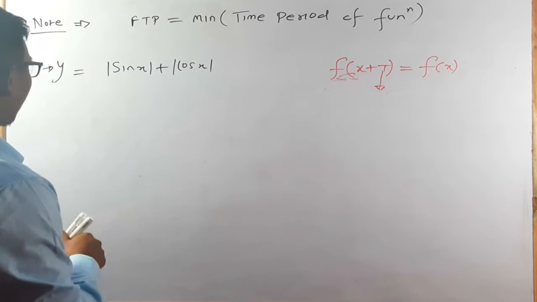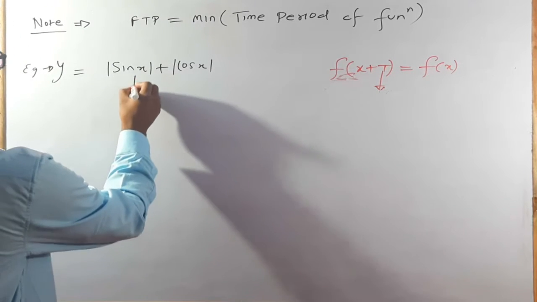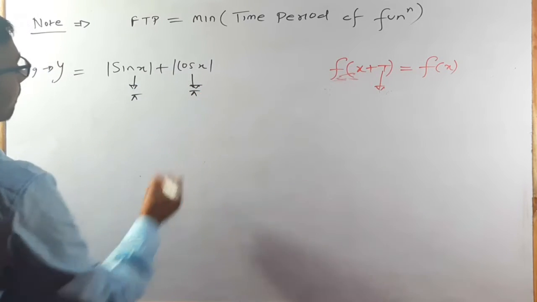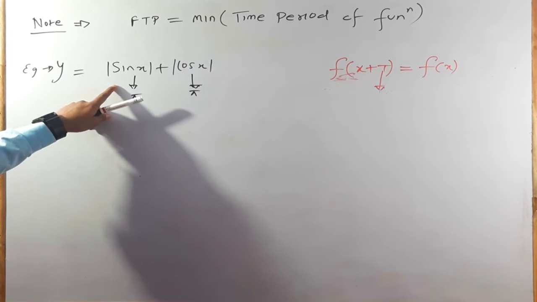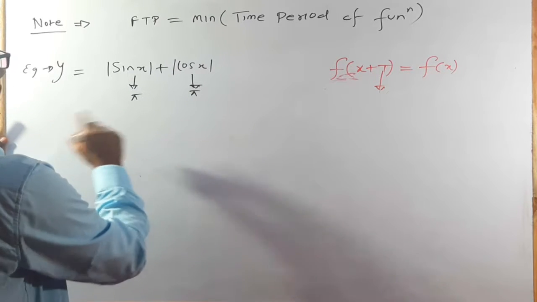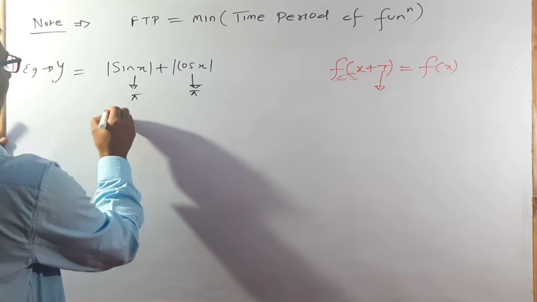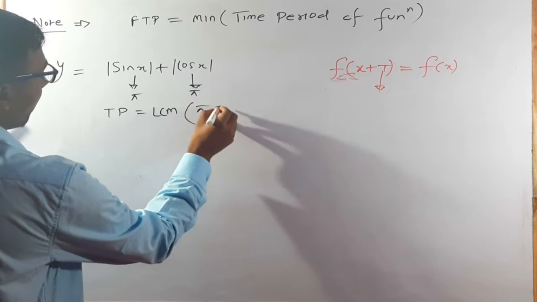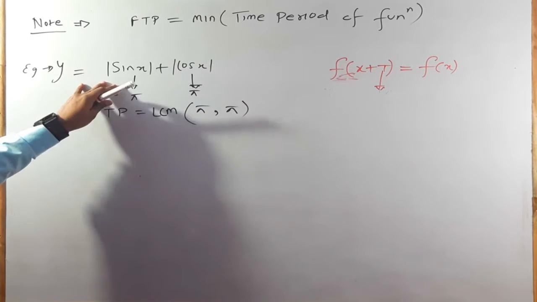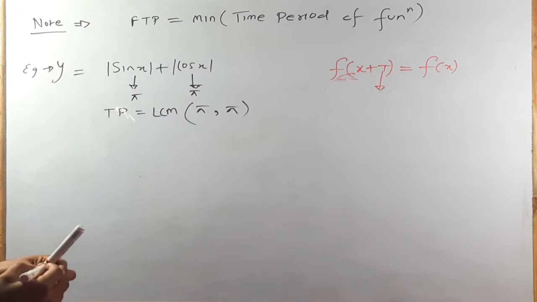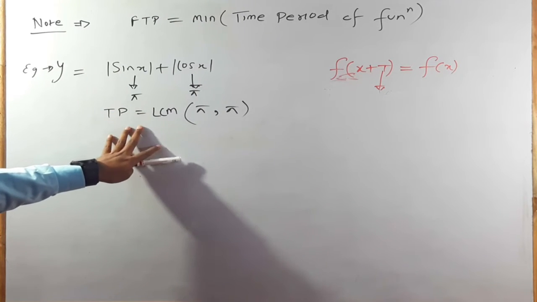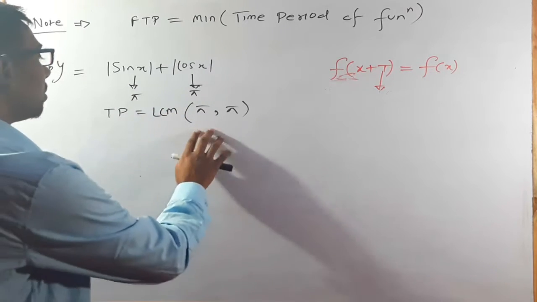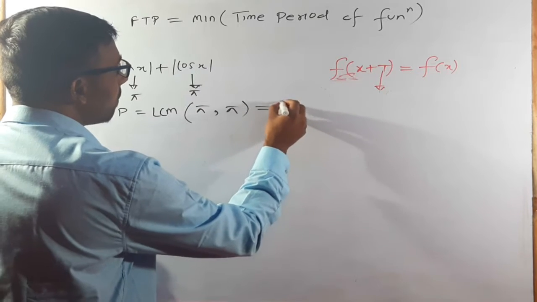The time period of this function will be pi. I have already given you a note in the previous tutorial. What is the way to find the time period of a function? We will simply take the LCM. So the time period will be LCM of pi, pi. Whatever the functions in the sum, we get the time period by taking the LCM of the individual time periods of the functions. So this is how we can find the time period of the function. This is going to be pi.